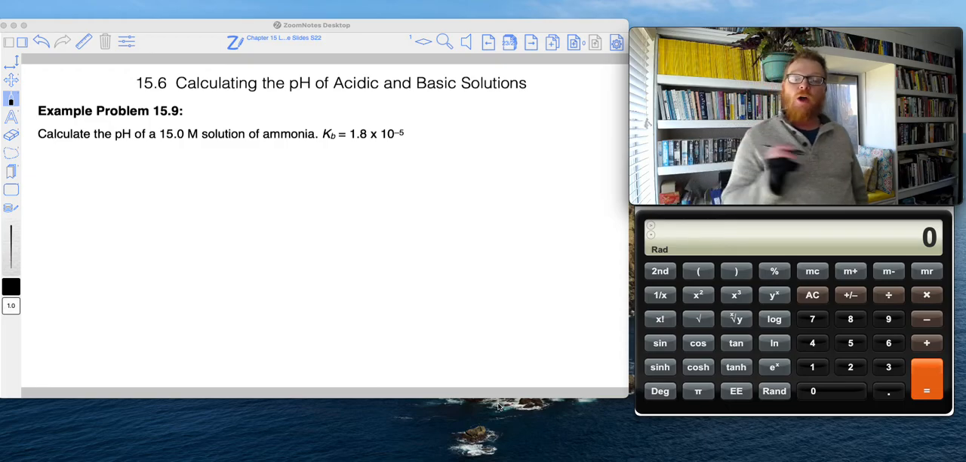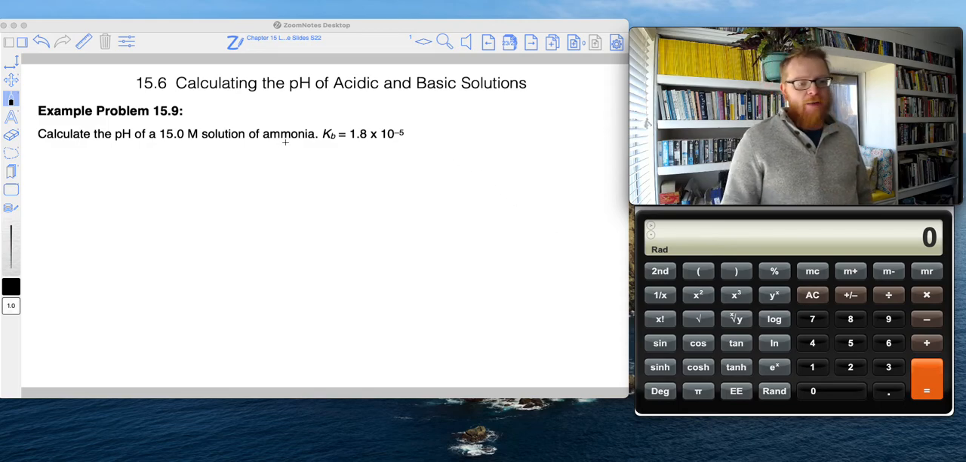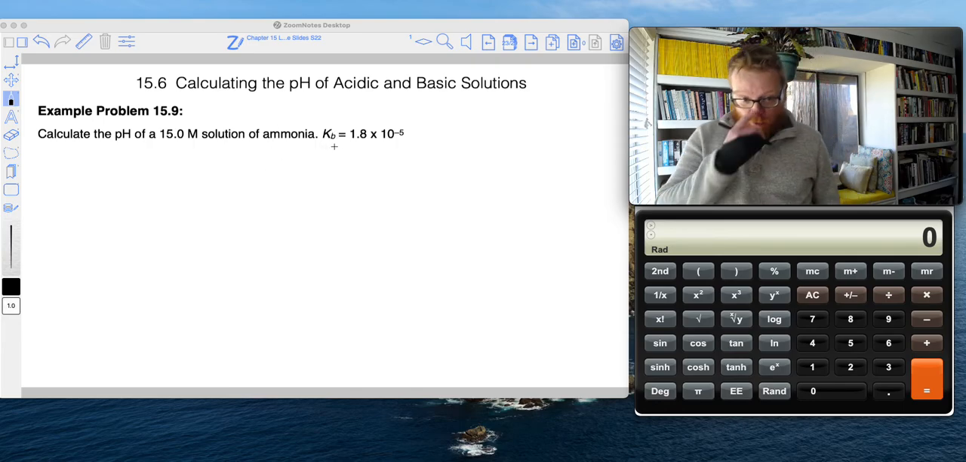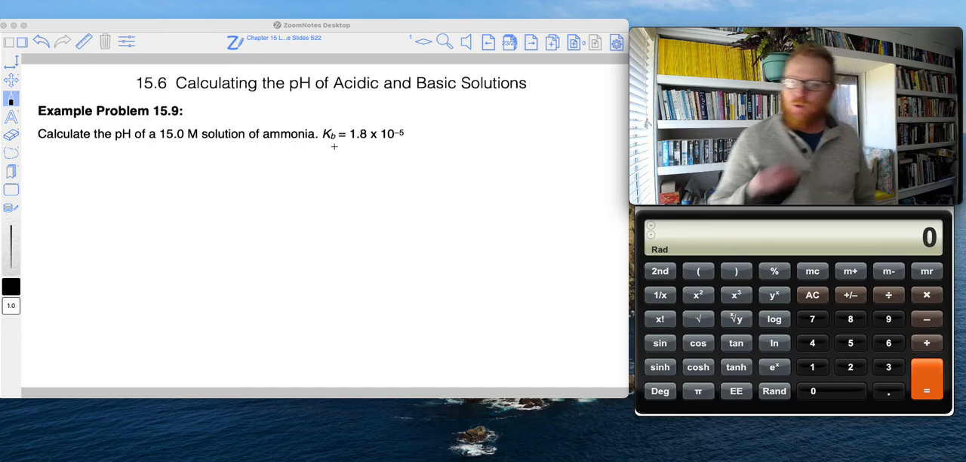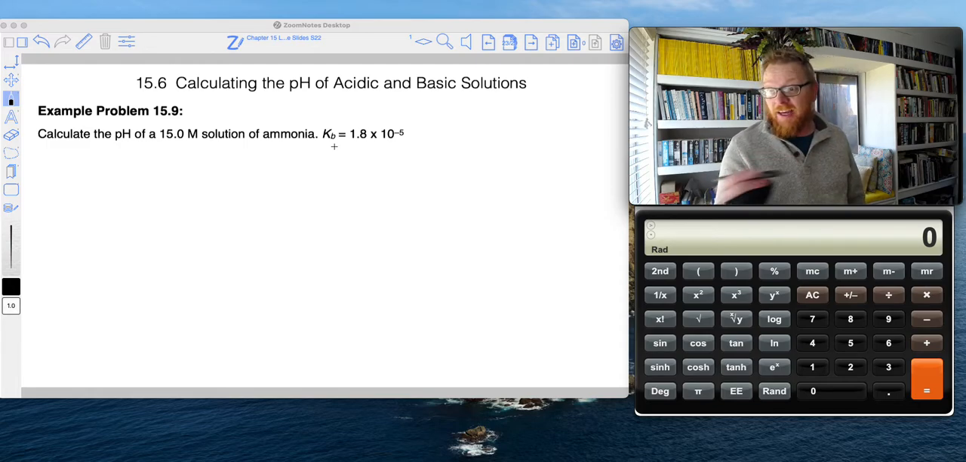Okay, hi folks. So now we're going to do an example of a weak base calculation. We have a 15 molar solution of ammonia, and we get the Kb value, 1.8 times 10 minus 5. We're going to set this up like a RICE table. This is going to go very similarly to our weak acid, but we're just going to have a few extra little details in getting the H plus from the OH minus.